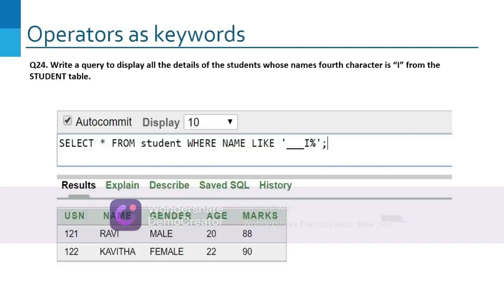Because we know that the fourth one is I, the previous 3 letters we need to identify. And that is what we have done. So we are getting Ravi and Kavita, because Ravi and Kavita have the fourth letter I. This is how you will use the LIKE keyword.